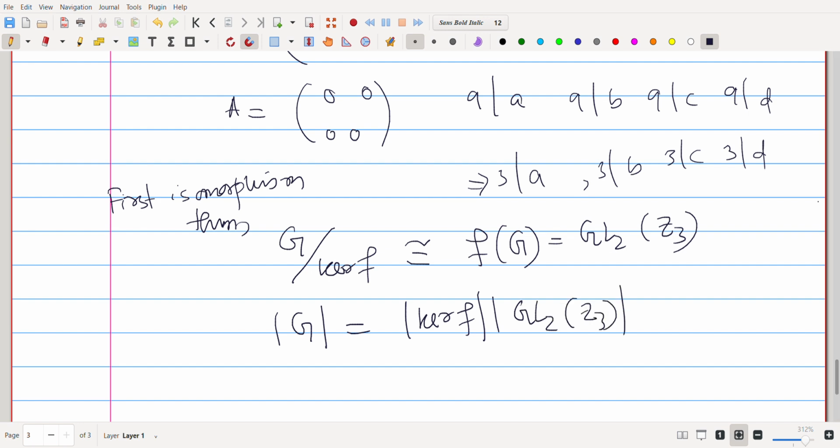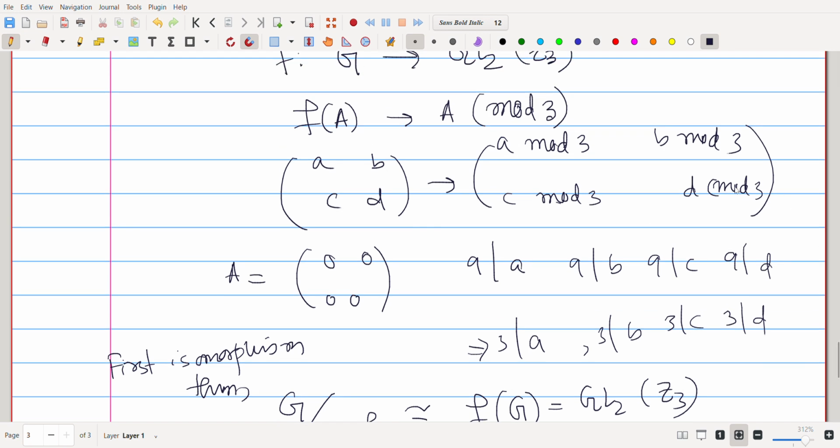Now, how do I see the order of the kernel? Okay, from the previous case, I think I made some mistake here. You can't take 0 here because this map is not under addition. This map is under multiplication, so you can't take 0. In particular, 0 is not in G.